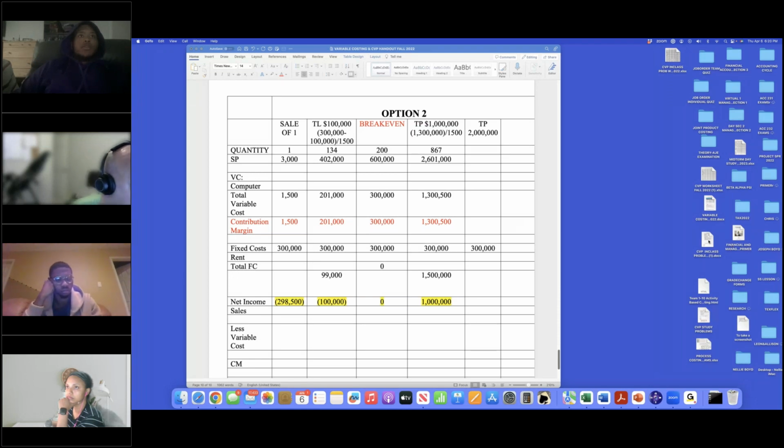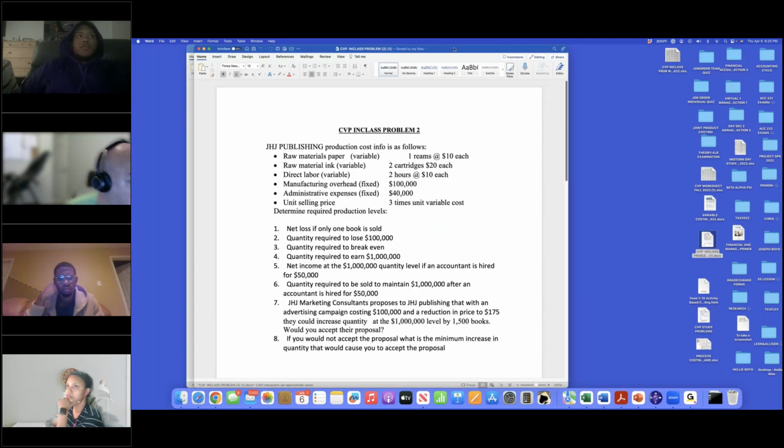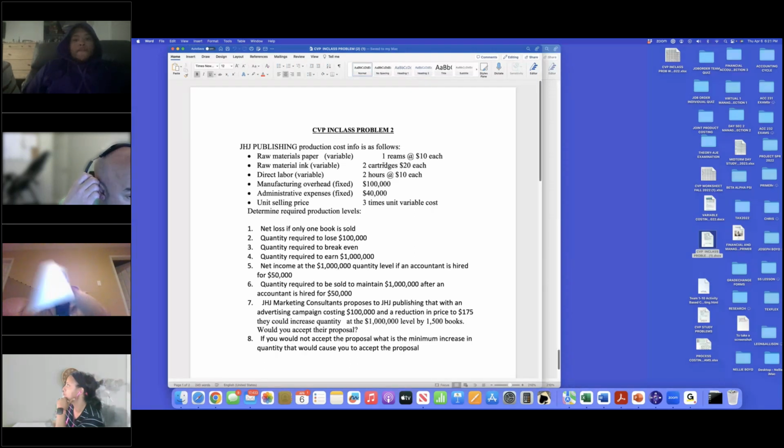Let's move next to our in-class problem. In this in-class problem, we're making something. We just started off easy and weren't making anything; now we're making something. In problem 2, we go back to the normal way we've been doing things in manufacturing accounting. What's the raw materials? What's the ink? What's the labor? So we have 3 components of the variable cost, and then we have 2 fixed costs. Our selling price is 3 times the unit variable cost.